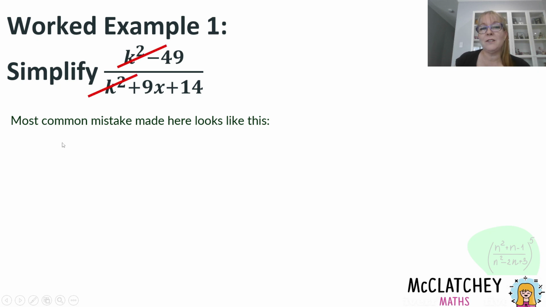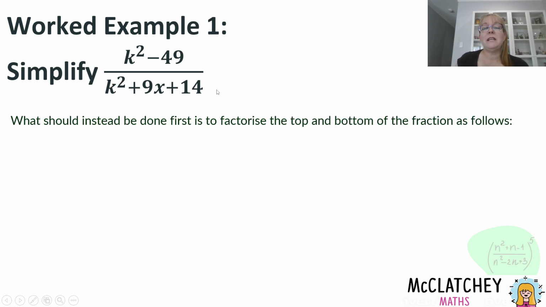Well, you can't just do k squared divided by k squared to cancel those out, because this is not k squared by itself, and this is not k squared by itself. It's k squared subtracting 49, and this is k squared with other terms added to it. So you cannot do that. That is a no-no. Instead, what we need to do is factorize the top, factorize the bottom, and then look for common factors. Okay, so if we look at the numerator here, we can use difference of two squares there.